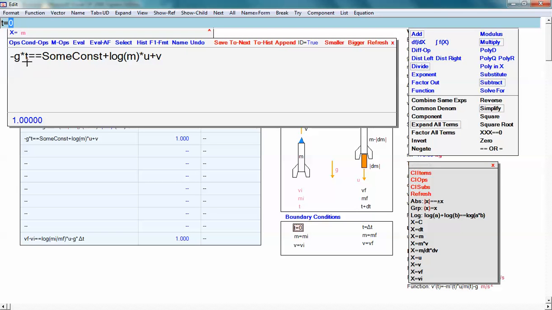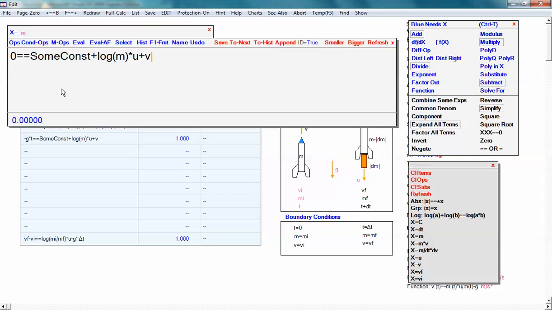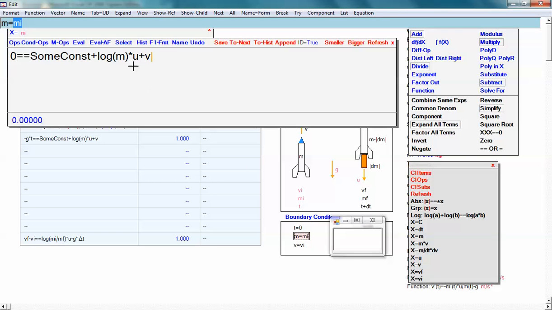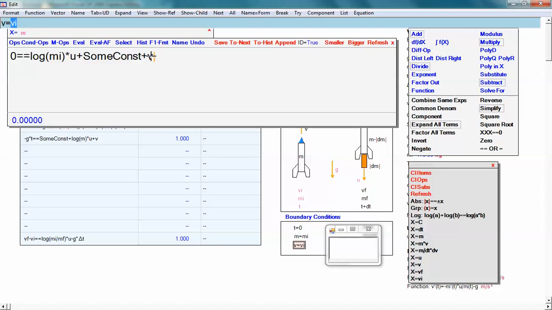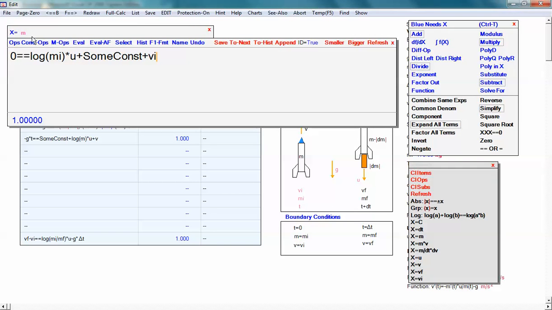So I do a drag and drop. Notice that t equals 0, so that side drops out completely. I substitute mi for m, and I substitute vi for v. And then I'm going to just rearrange this. I'm going to solve for some constant. I want to know what that is. I can do that by just doing a solve for. And let's save that. So I now know what the constant has to be for the initial boundary condition to be true.